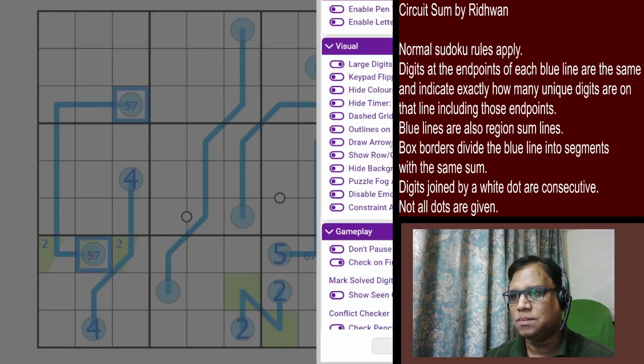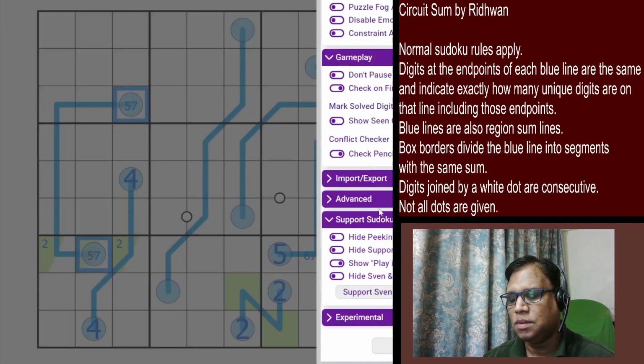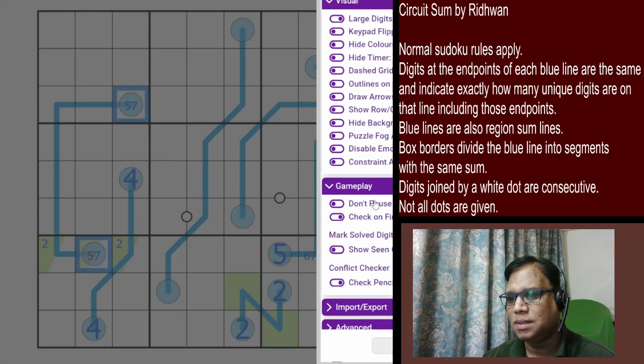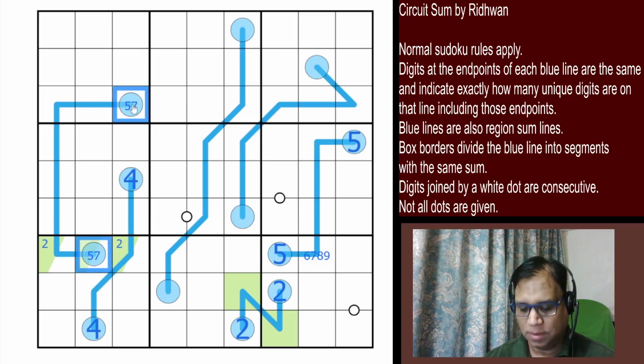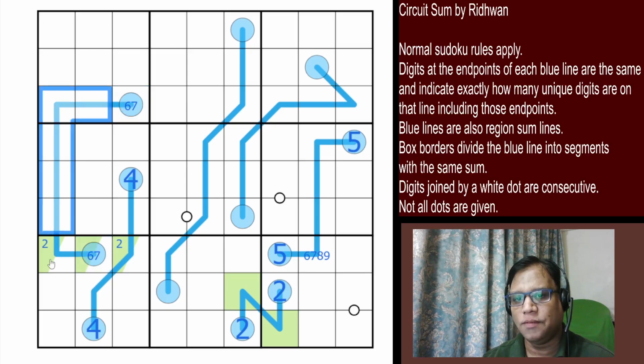Okay, let me just disable this auto thing, right? What is that? Check pencil mark. Okay, check pencil mark. I will turn it off. So clearly this is not 5, because 5 is already looking at this. So this is between 6 and 7. 6 and 7. 7 means all these are different, right?